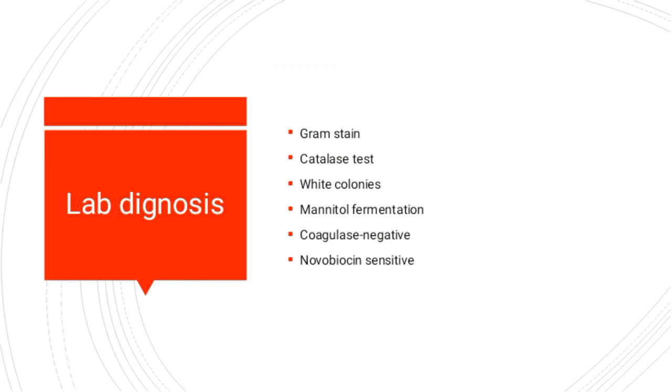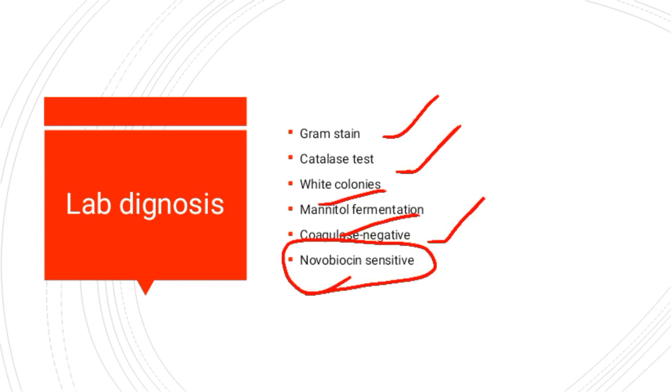How can we diagnose that the infection is caused by Staph epidermidis? We just do a gram stain on the sample. If it is gram-positive bacteria, then go for the catalase test. If it is a positive catalase test, then culture it on agar. If it shows white colonies and gamma hemolysis and no mannitol fermentation, and coagulase negativity, it can be Staph epidermidis. Then the main test which differentiates it will confirm Staph epidermidis.